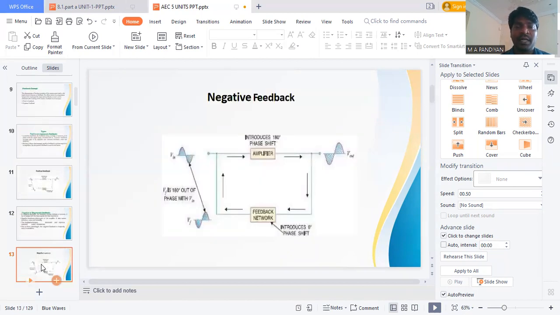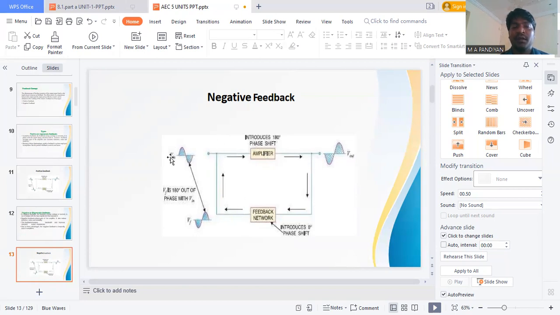If you see the block diagram of the negative feedback amplifier, we have input, amplifier, and then output. Here the amplifier introduces a 180-degree phase shift. This is the input and this is the output. Now we draw the feedback network. We take a sample of the output, and this is the feedback, which is again given to the input.